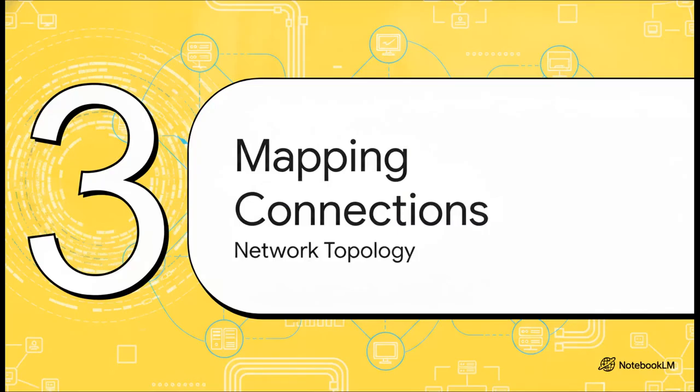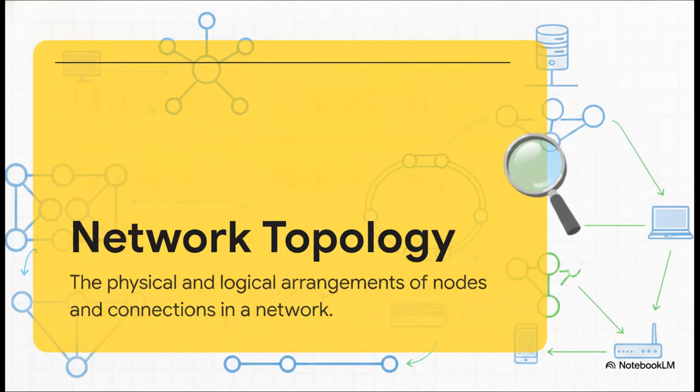All right, knowing the scale is great, but how do we actually arrange the cables and hardware to form these things? That brings us to Section 3, Mapping Connections. The big concept we need to talk about here is network topology. Topology is essentially the structural blueprint for how these devices interact. It dictates both the physical layout, like where the literal copper or fiber cables are plugged in, and the logical layout, meaning how the data actually flows between the nodes. And by nodes, we just mean devices like switches, routers, computers, you name it.